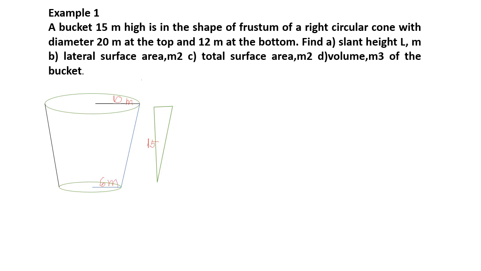Find the slant height. This one is the slant height, or L. So solution. Letter A, the slant height L equals the square root of 15 squared plus 4 squared. 10 minus 6 is 4, so you have 4 squared. So your L is equivalent to 15.52 meters.